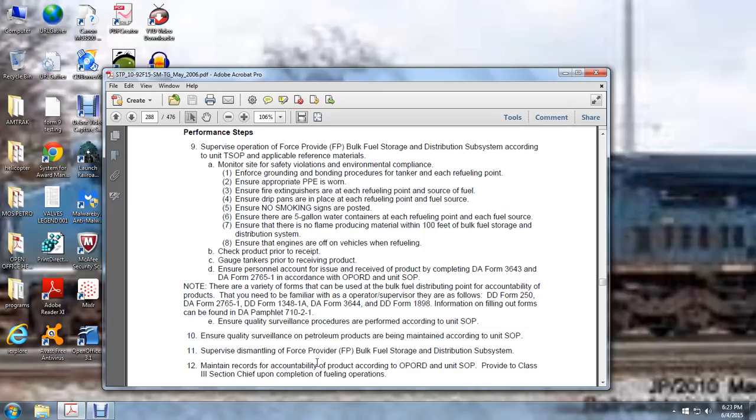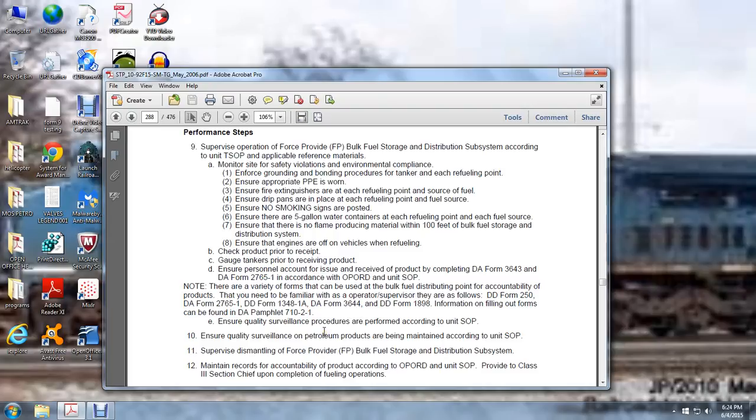There are a variety of forms that can be used at the bulk fuel distribution point for accountability of products. The operator and supervisor need to be familiar with them, as follows: DD Form 250, DA Form 2765-1, DD Form 1348-1A, DA Form 3643, DD Form 1898. Information on filling out the forms can be found in DA Pamphlet 710-2-1. Ensure quality surveillance is performed according to standard authorization procedures. Ensure quality surveillance of the petroleum products is maintained according to the unit standard authorization procedures.